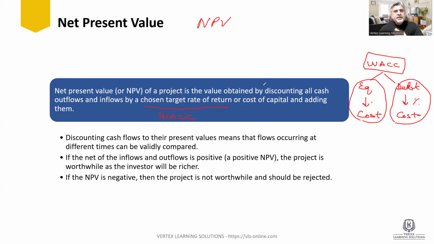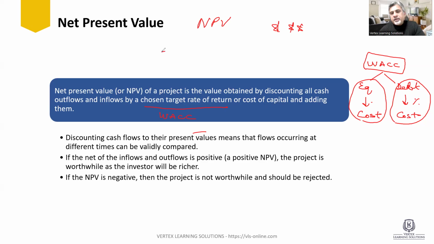In simple words, if a business is using money, this is the cost of employing funds in the business, because the business will attract these funds by paying some return. Whatever that rate of return is, that is called WACC, the cost of capital, and discounting is always done with WACC. Discounting cash flows to their present value means that flows occurring at different times can be validly compared.